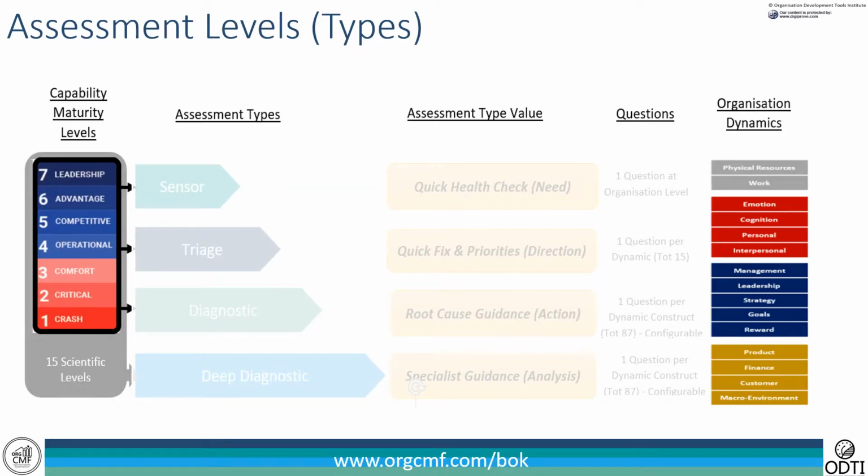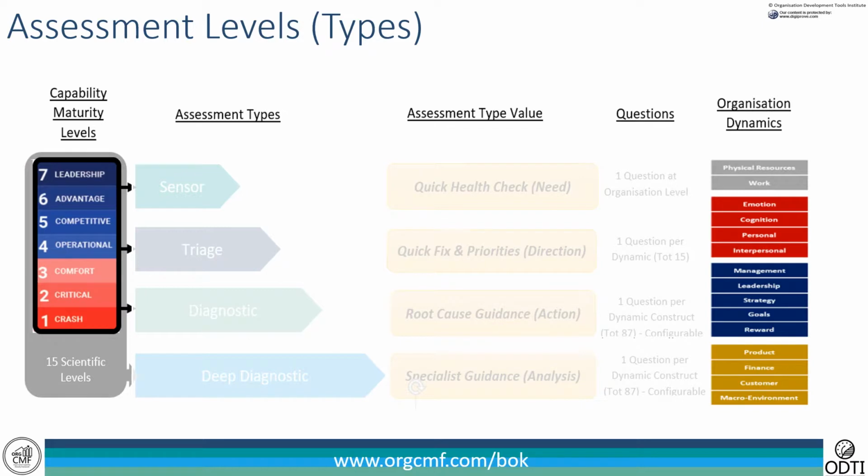The standard 7-level reference model maturity scale is used for all capability maturity assessments, and it applies to every element of the OrgCMF architecture: the model, dynamics, and constructs. There are 4 assessment tiers, each serving different information needs in the organization.